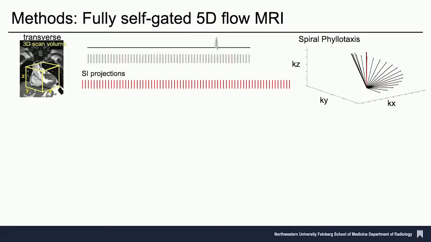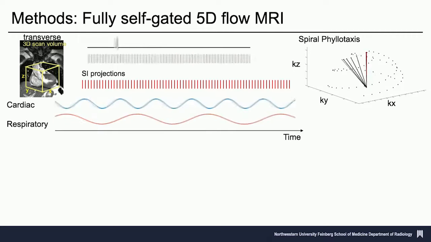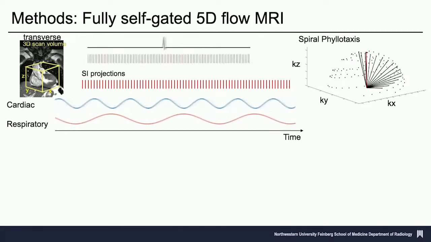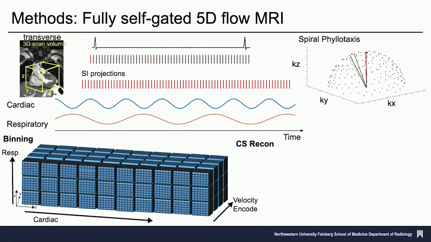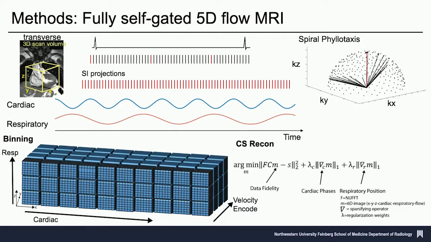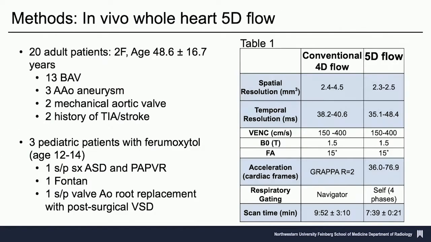So the SI projections are then collected at the end and used to extract the cardiac and the respiratory signals, which are then used to bin the data into the respiratory, cardiac, and a velocity encoding dimension. And then the data is reconstructed using this multidimensional compressed sensing reconstruction, where you have a data fidelity term and then regularization along both the cardiac and the respiratory positions.